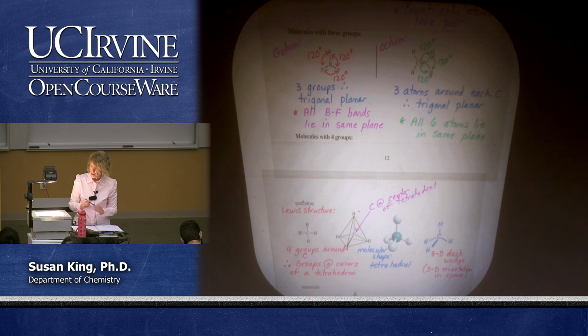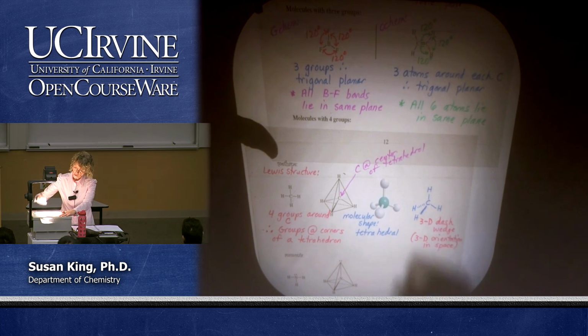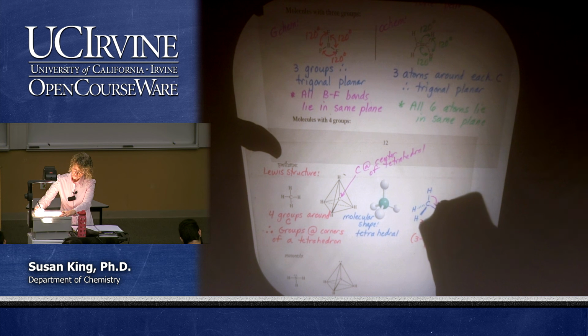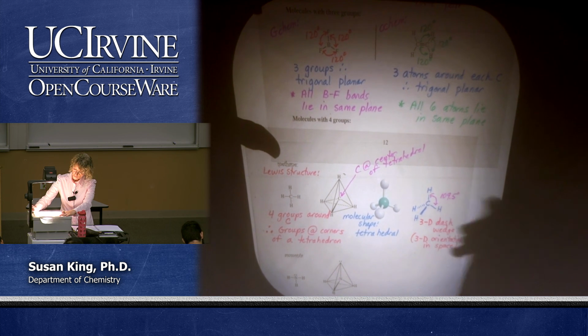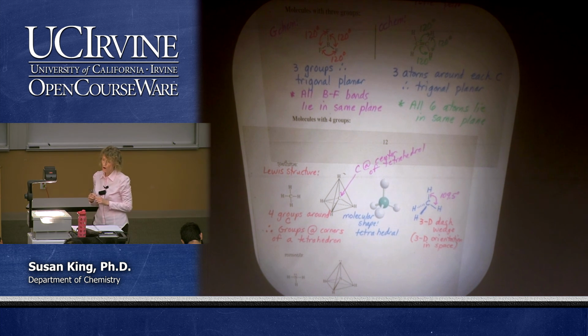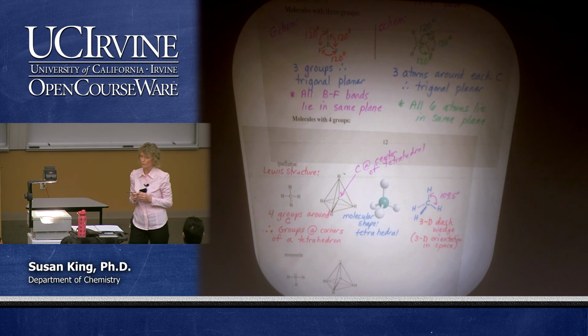Bond angles, remember bond angles for a tetrahedron? 109.5, right? That's the bond angle there. All 4 of those bond angles are 109.5.